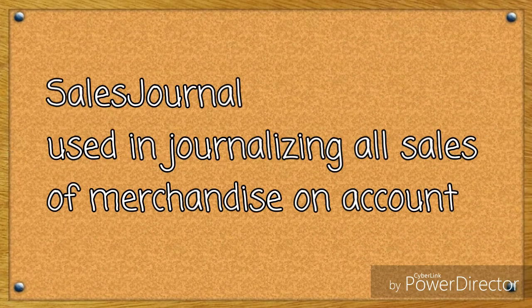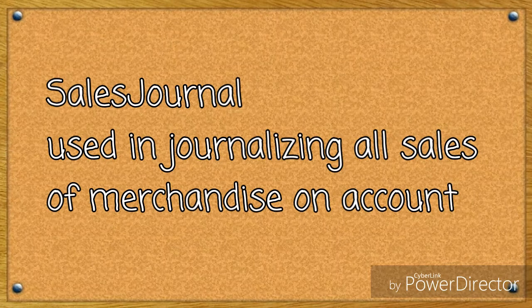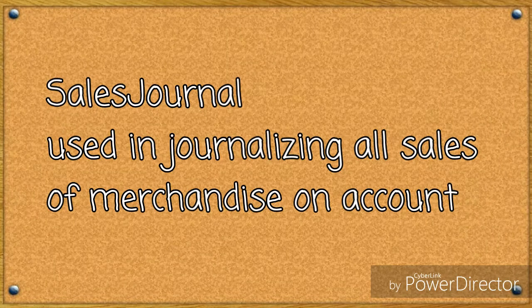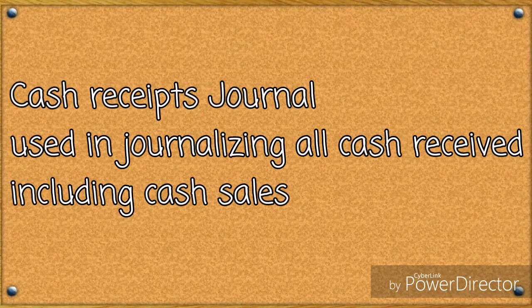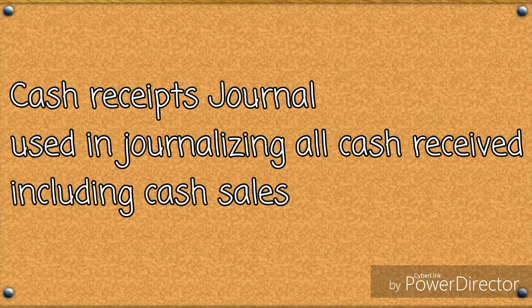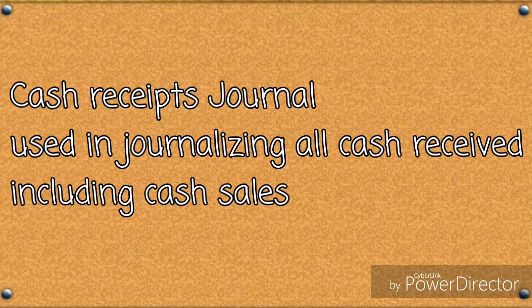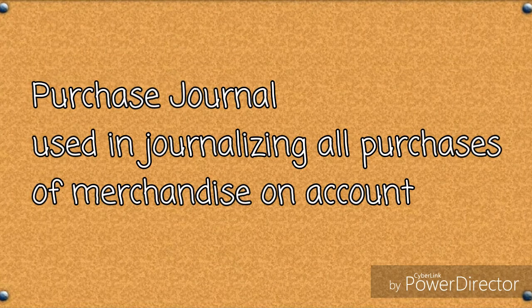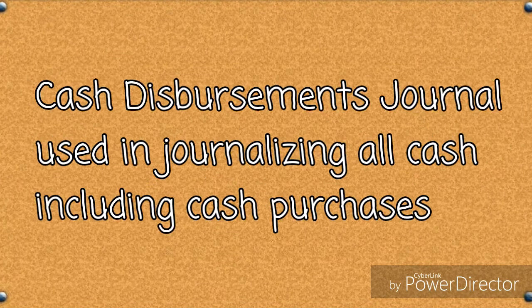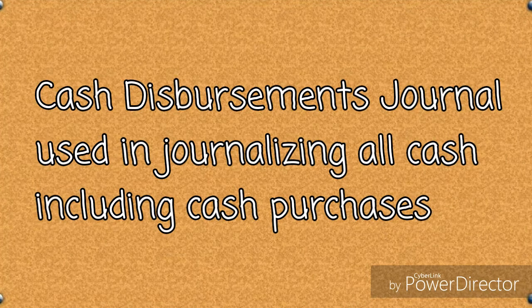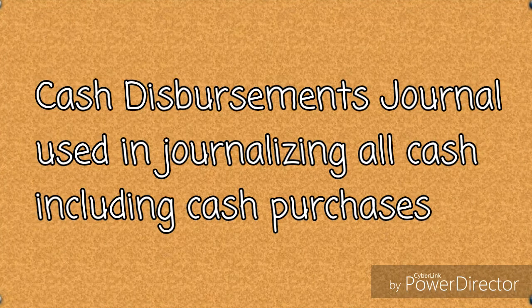The first one is the sales journal, used in journalizing all sales of merchandise on account. The second one is the cash receipts journal, used in journalizing all cash received, including cash sales. Next is the purchases journal, used in journalizing all purchases of merchandise on account. The last one is the cash payments or cash disbursements journal, used in journalizing all cash paid, including cash purchases.